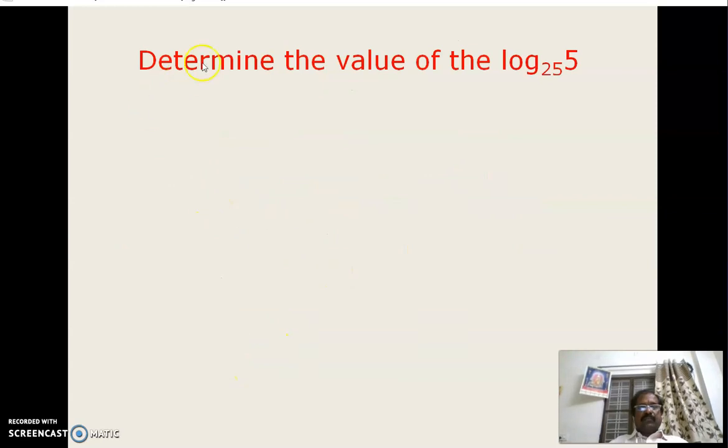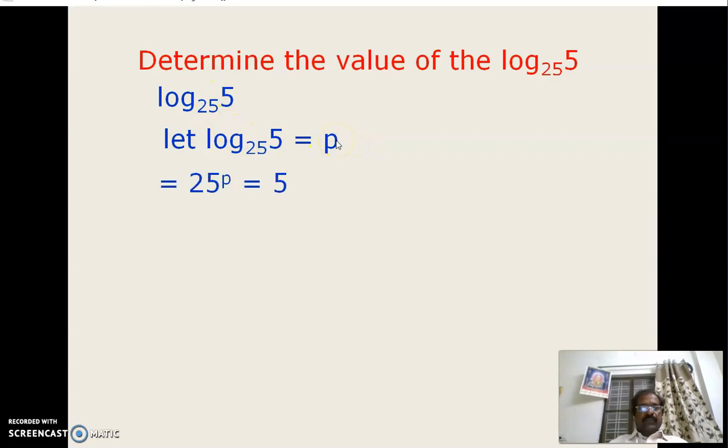Now we can determine the value of log 5 to the base 25. Let log 5 to the base 25 be equal to p. So this is the logarithm form. Convert into exponential: 25 to the power of p is equal to 5. The exponential form of 25 is 5 square, so 5 square to the power p is equal to 5.